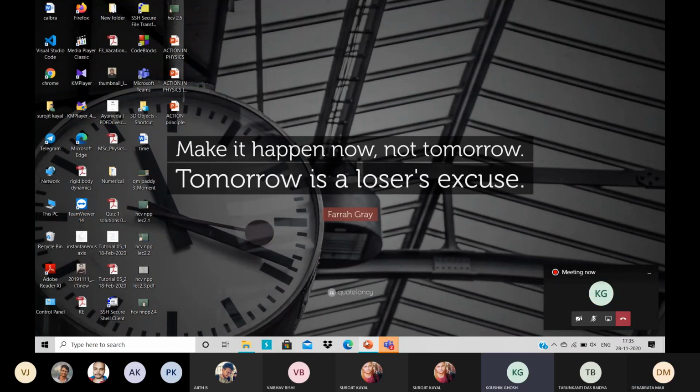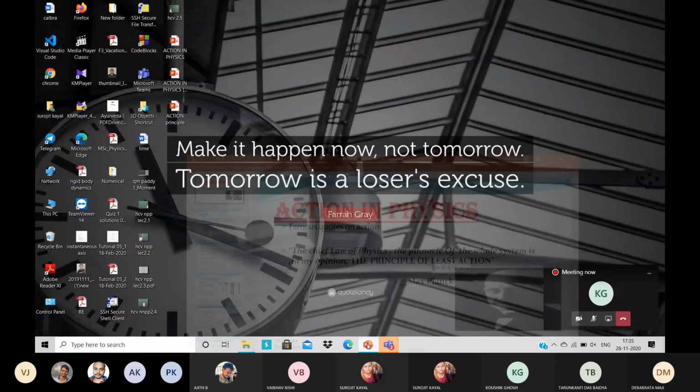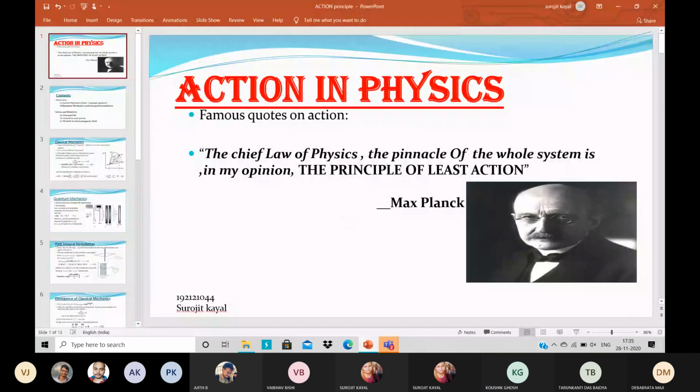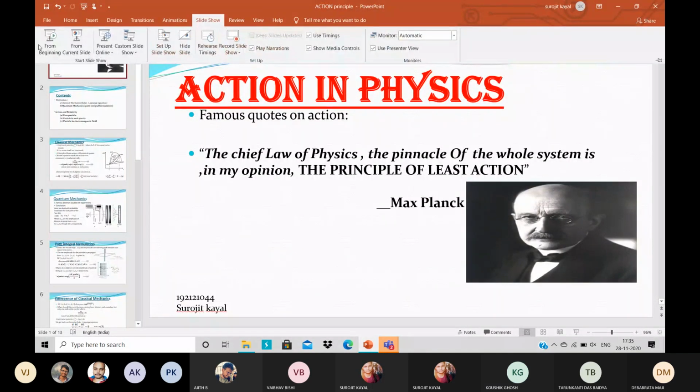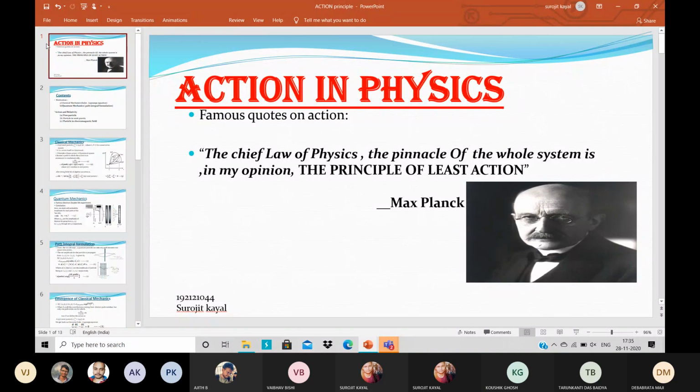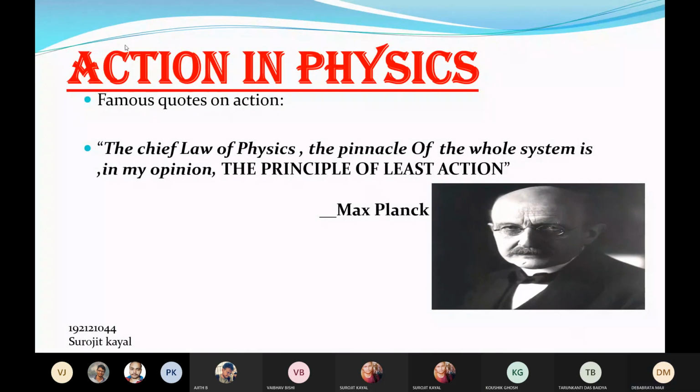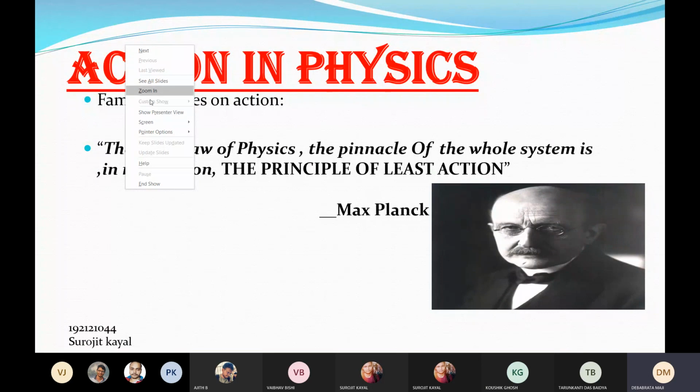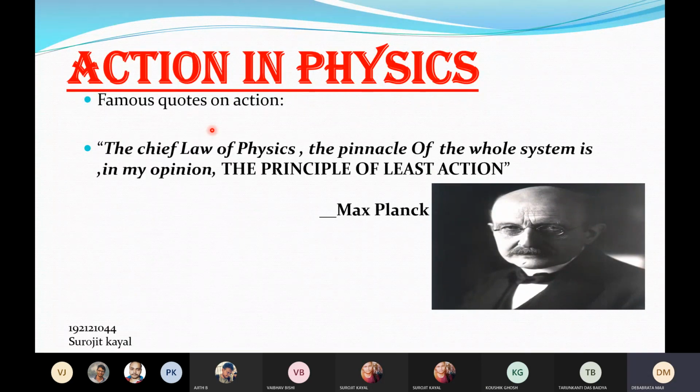It is visible. And my pointer. Yes, yes, visible. Yes, yes.